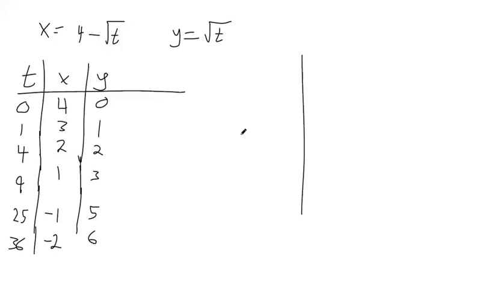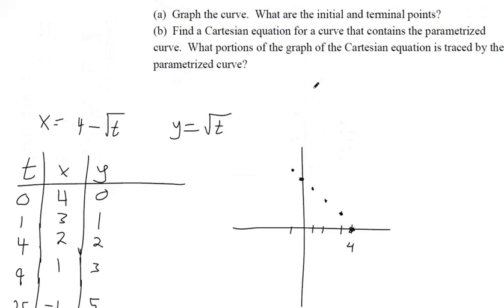So enough data points. 4 in the x, 1 in the y, put a dot. 0 in the y, put a dot. 3 in the x, 1 in the y, put a dot. 2 in the x, 2 in the y, put a dot. 1 in the x, 3 in the y, put a dot. Negative 1 in the x, 5 on the y. So they're making a nice straight line.